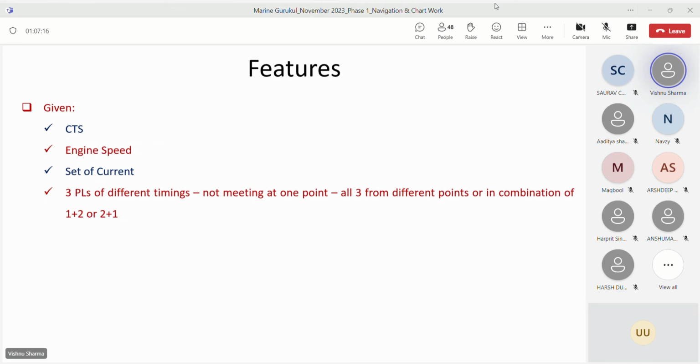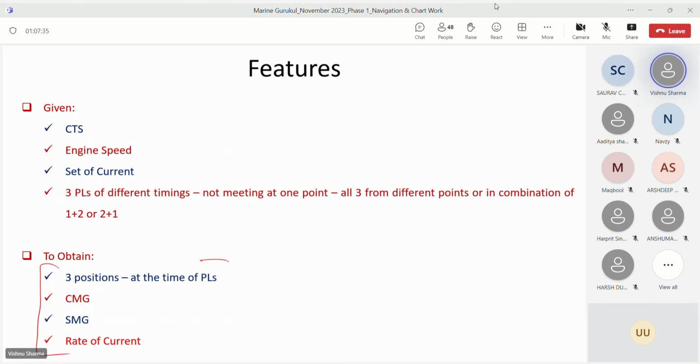What the question can be expecting you to give as a response could be the 3 positions on the 3 PLs, the CMG, SMG, and the rate of current. The question could ask all of these or some of these.